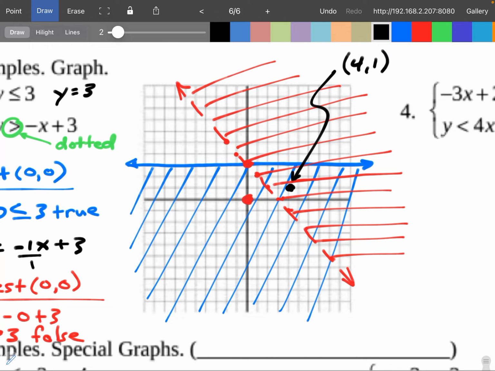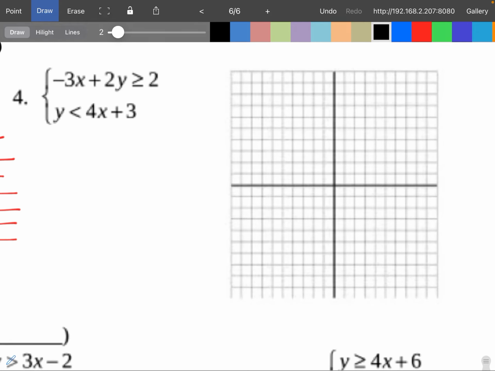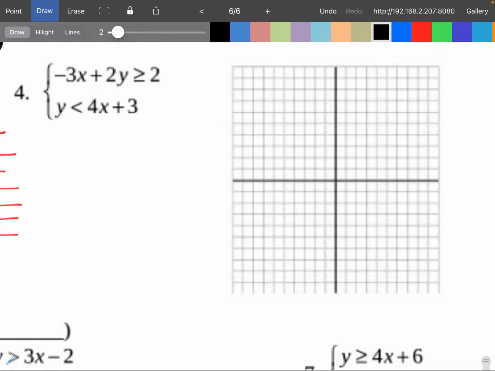So a possible solution here would be, let me see if I can draw it in there. So 4, comma 1. That is 1, 2, 3, 4. I usually don't like to pick one too close to the line, but I think that's good. 2, 3, 4. That's like right there. So that point right there, I'll kind of draw an arrow to it. That's a possible solution. That's at 4, comma 1.